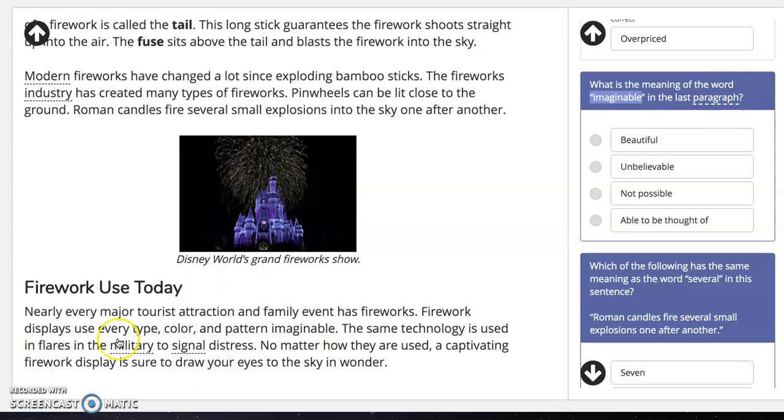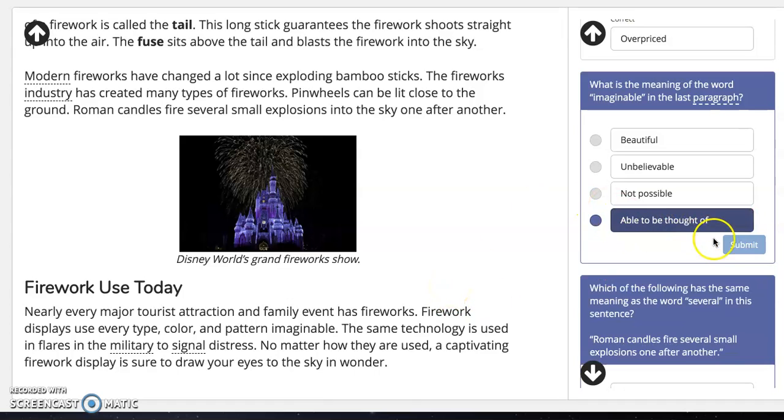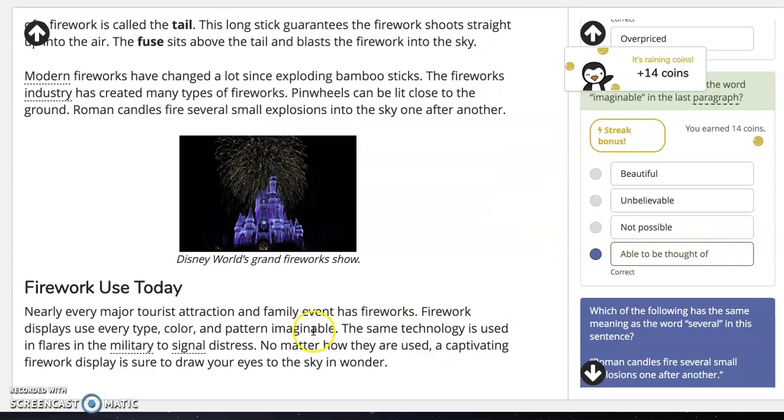All right, our next one says, what is the meaning of the word imaginable in the last paragraph? So in our last one here, it says that firework displays use every type, color, and pattern imaginable. Does that mean beautiful, unbelievable, not possible, or able to be thought of? Think about what you know about your imagination. Imaginable. Break up that word. Yeah, able to be thought of. Excellent. Because I am able to imagine it.